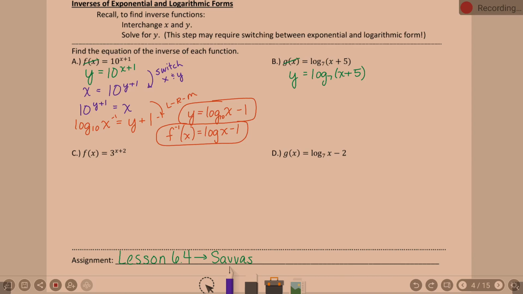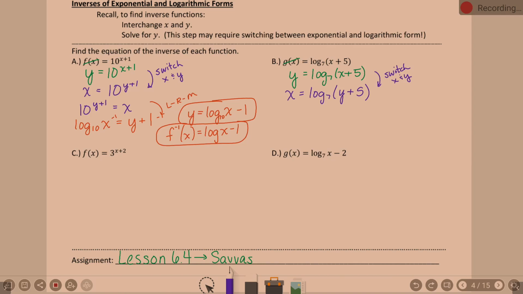In order to find the inverse, switch your x and y, right? Take your x, make it y, take your y, make it x. So instead of y equals, x equals log base 7 of, instead of x plus 5, y plus 5. Okay, so that was me switching x and y.